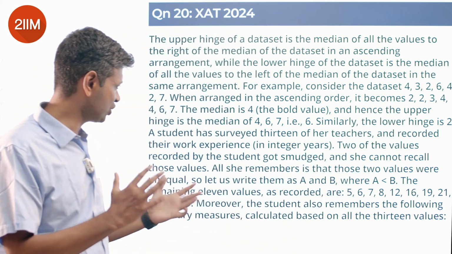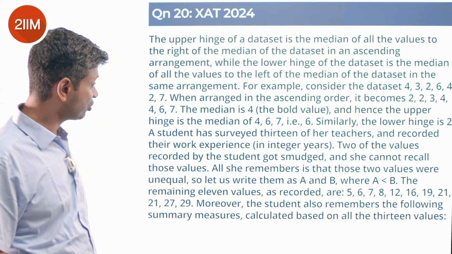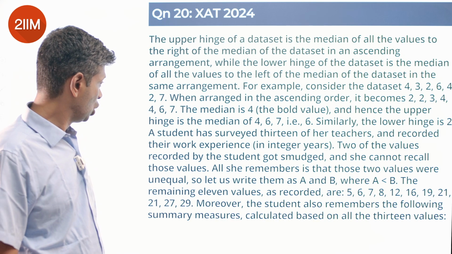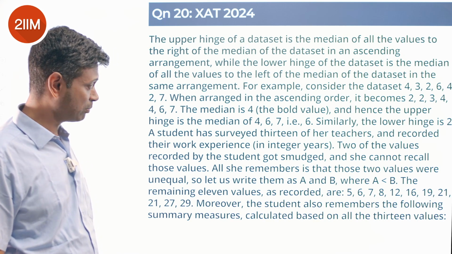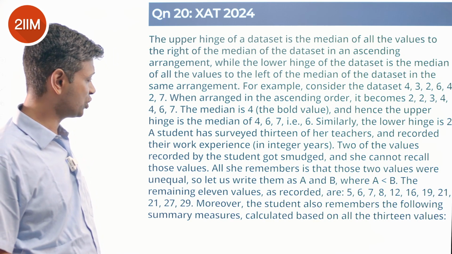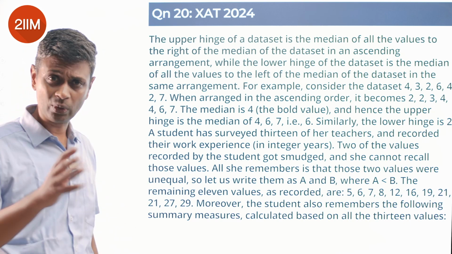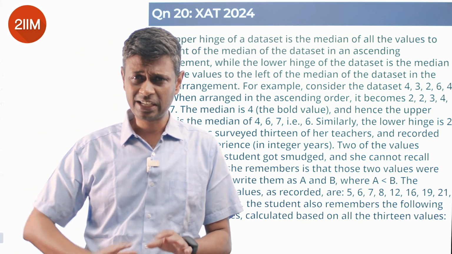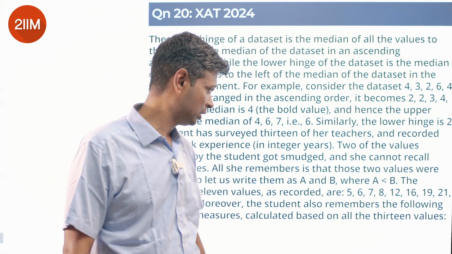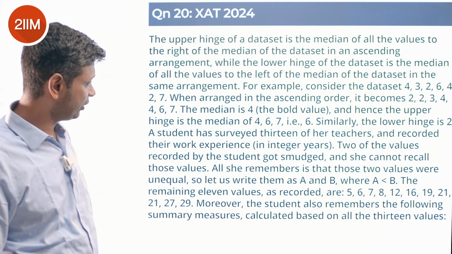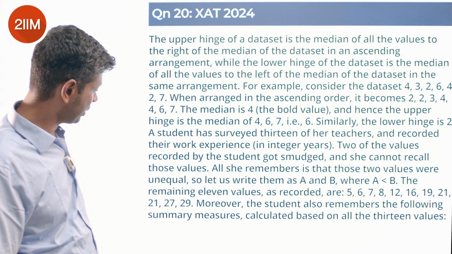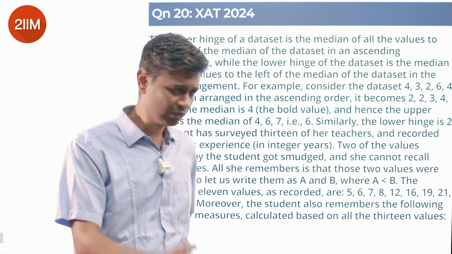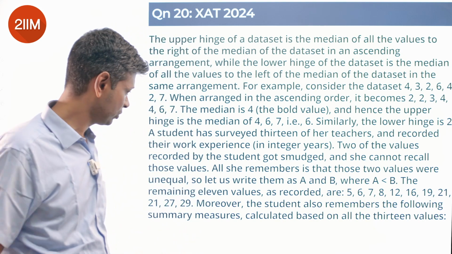Nice. Definitions are nice. A student has surveyed 13 of her teachers and recorded their work experience in integer years. 2 of the values recorded by the student got smudged and she cannot recall those values. All she remembers is that these 2 values were unequal. So let us write them as A and B, where A is less than B, not A less than or equal to B. Remaining 11 values are 5, 6, 7, 8, 12, 16, 19, 21, 21, 27, 29. Nice, because they've already been arranged in ascending order, 11 different values. A and B sit somewhere in between.